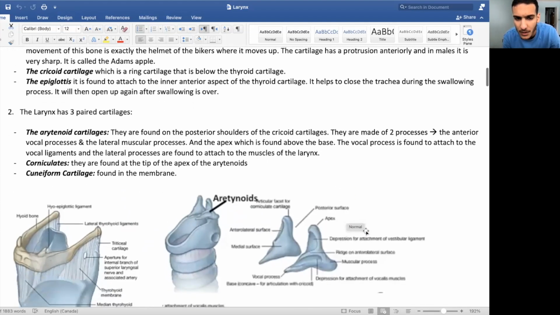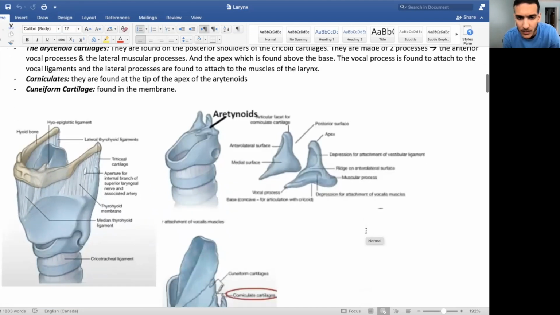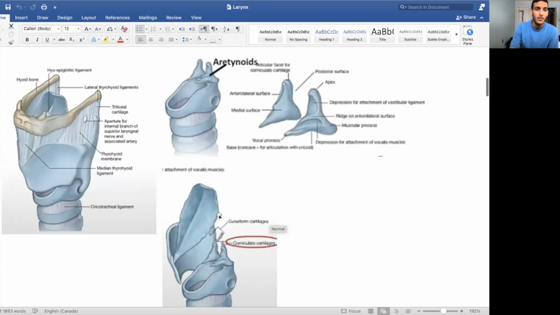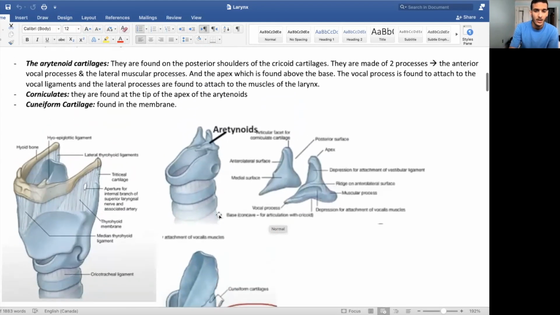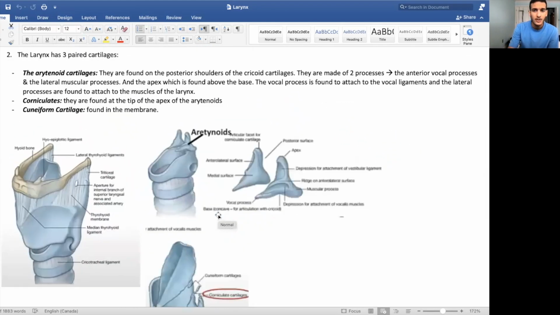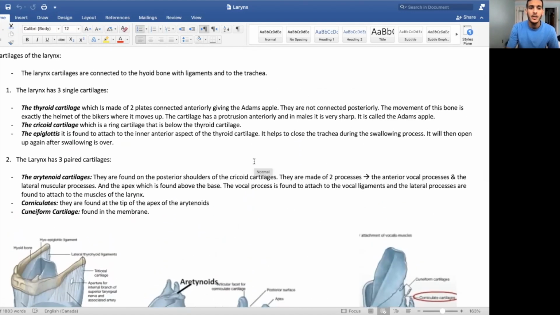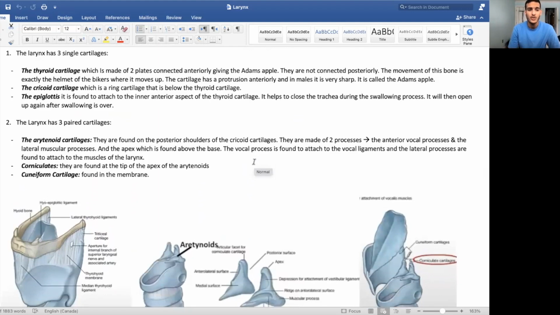On this image right here, maybe you can see a little bit of a demonstration. Here, cuneiform. So the corniculate is found just stuck on top of the apex of the arytenoid, and the cuneiforms are found somewhere above in the membrane behind. Okay, so that's for the cartilages. Pretty easy. You just need to understand how they're situated.